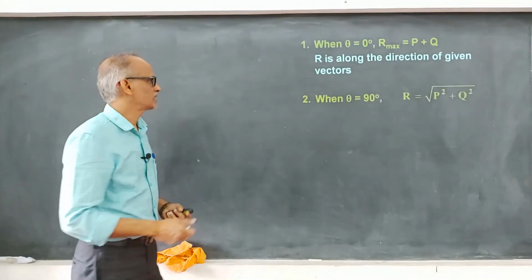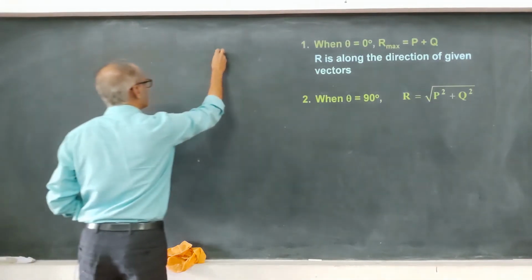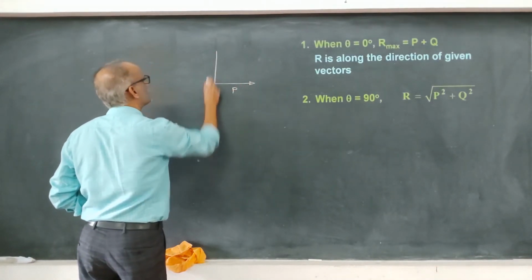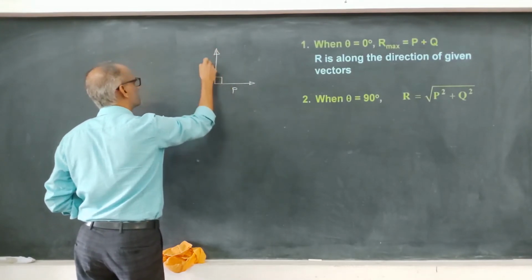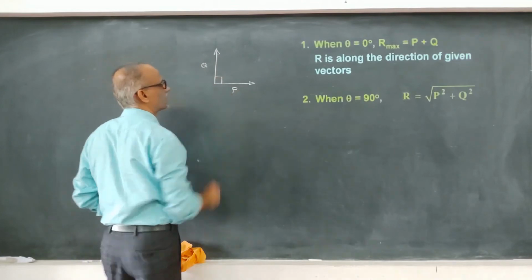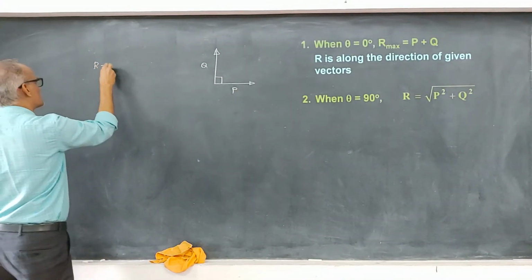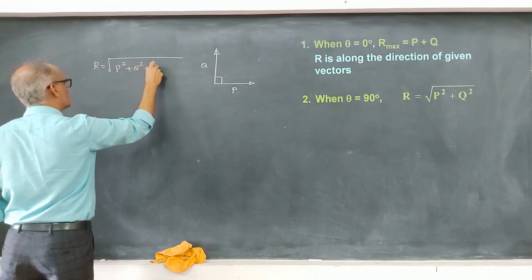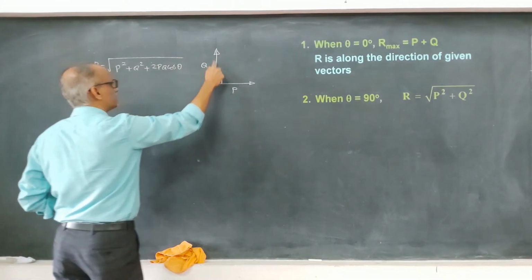Yeah. So let's take when theta is 90 degree. What do you mean by theta 90 degree? Theta 90 degree means one vector is along this direction, the other will be along some other direction, making an angle of 90 degree. See, we call them perpendicular vectors. So now what is the general formula? R is equal to root of P square plus Q square plus 2PQ cos theta. What is theta now? Theta is 90 degree.